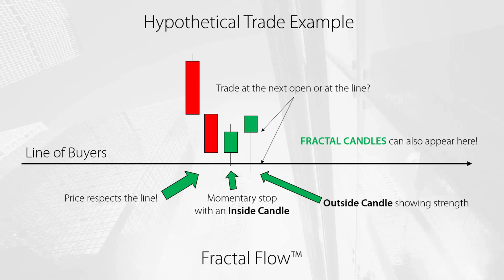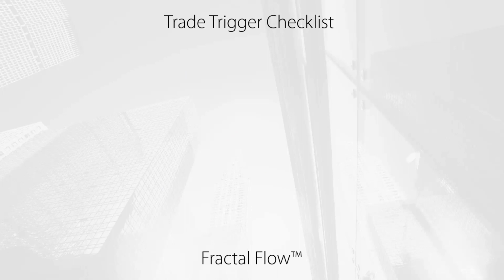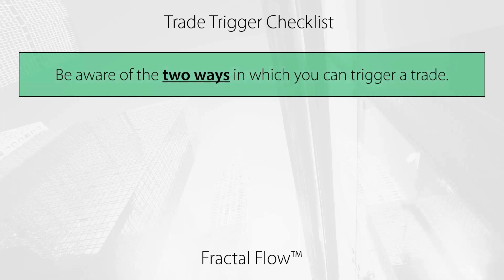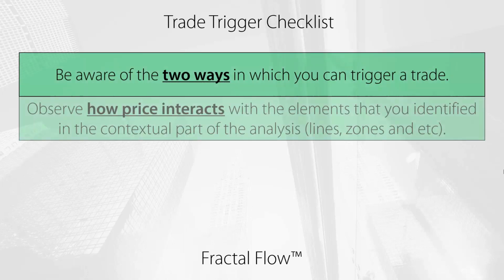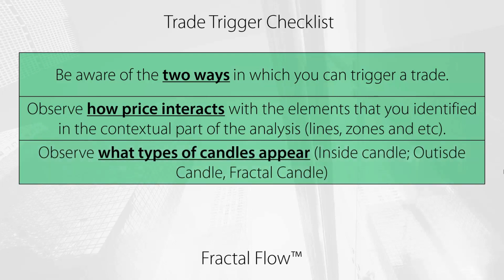Let's summarize what you need to pay attention to while looking for opportunities to pull the trigger on your trades. First, you must be aware of which of the two triggering methods you will be using. The second thing is to observe how price will interact with the elements that you defined in the contextual part of the analysis, like lines or zones. You must pay attention at how price touches and respects those levels, and also what types of candles appear.